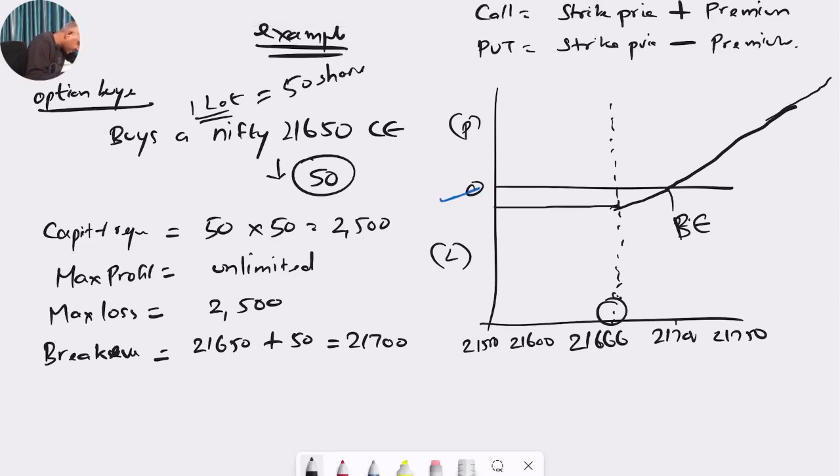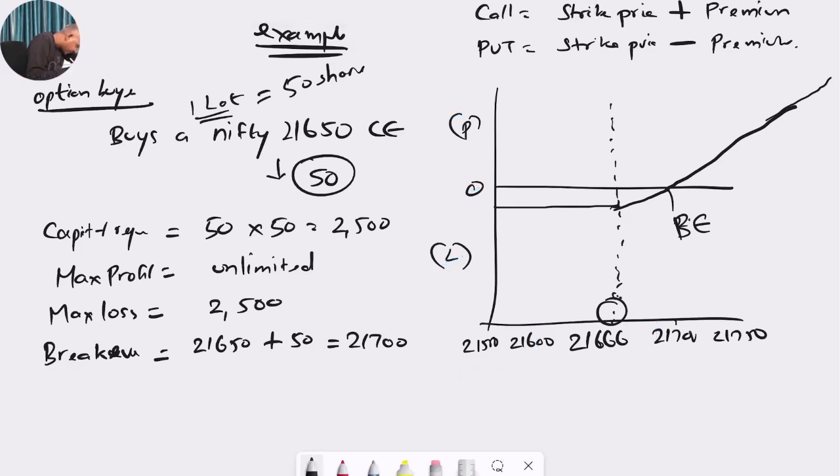Zero. So this is a profit, and this is a loss. And the center line is the Nifty closing price, which is 21,666. So here it will have 21,600 and 21,550, 21,700, 21,750. Right.